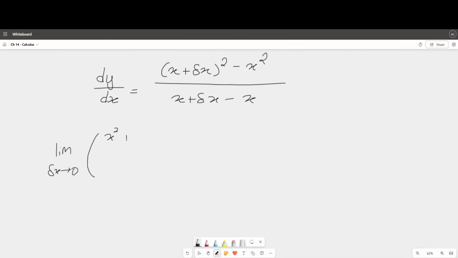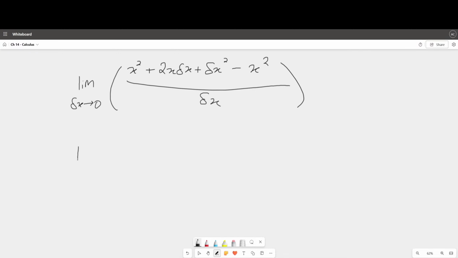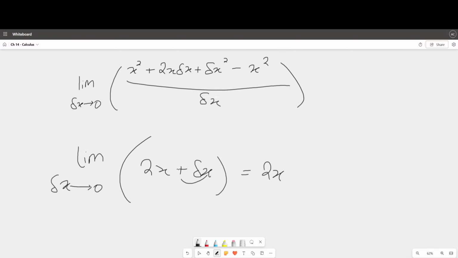I'll just expand it. So x squared plus 2x delta x plus delta x squared minus x squared over delta x. Right, the denominator is just delta x because x minus x is, well, 0. It cancels. So we have the limit as delta x tends to 0. So x squared minus x squared cancels again. So 2x delta x over delta x is 2x plus delta x, if you just simplify this fraction, and now we're saying that delta x tends to 0. So this just gives us 2x, because if delta x is 0, then we're just left with 2x.